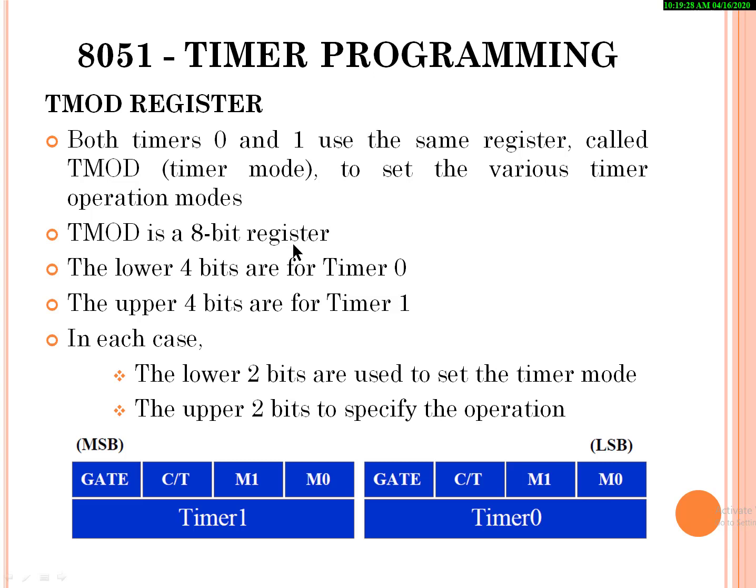Now we'll see what the TMOD register is all about. The TMOD register is an 8-bit register. In that, the lower nibble is used for timer 0 and the higher nibble is used for timer 1. M0 and M1 are used to specify the modes, and C/T is used to specify whether it is counting or timing. For example, if I provide 0 here, it specifies that we are in timing operation. If I provide 1 here, we are in counting operation. Gate is used to enable and disable the counting. When the gate is 0, enabling and disabling of the counting is done by the TCON register. When gate is 1, we have another scenario, which we will see later.